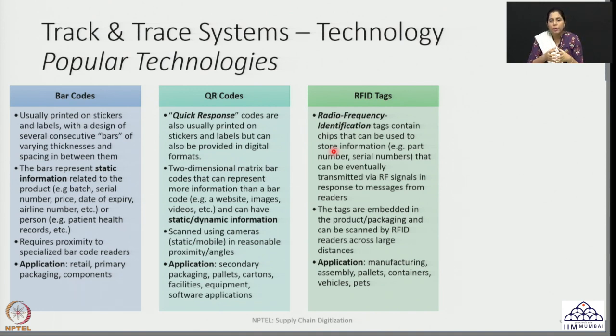So this is quite useful when we are scanning items that are moving on conveyor systems, where we don't necessarily require too much static presence of the product as well as that of the scanner. The product can keep moving and the RFID tag gets scanned as it moves through the zone where the signals are going to get captured. So this is one of the benefits of having this.